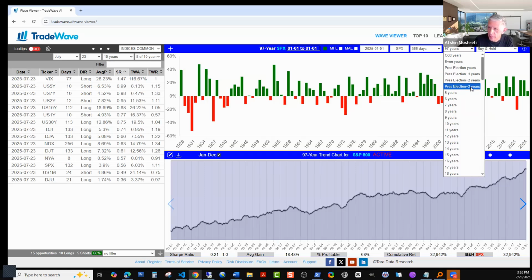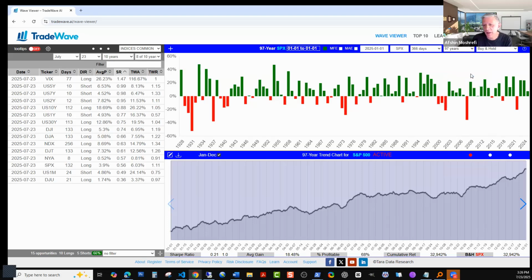So there are 4 years to a presidential election cycle. And with TradeWave, you can see if the behavior of a security or an index changes based on the presidential election year. And that usually makes more sense and it becomes more relevant when there's a lot of data, like 97 years. So this year is a PE plus 1 year. I'm going to select that.